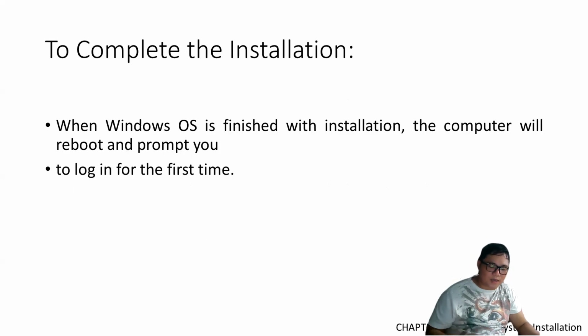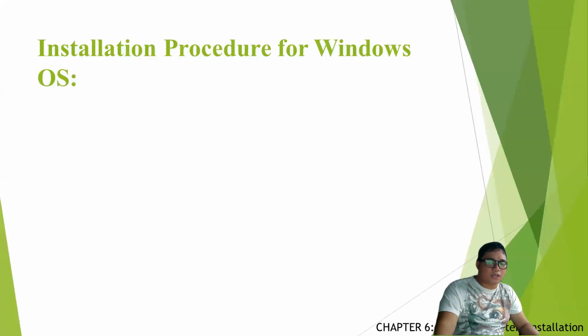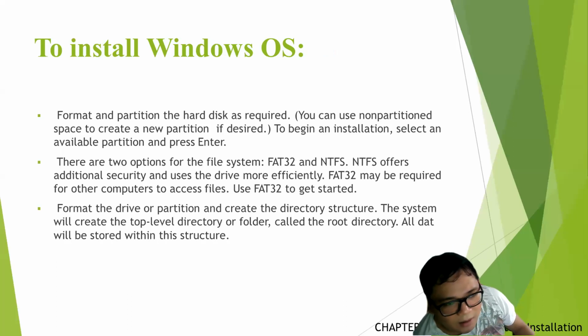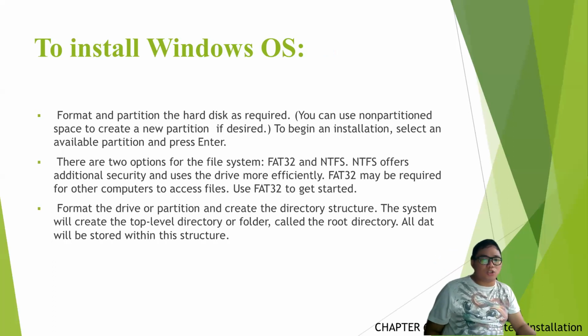You will set the language, the time and date, and of course, the administrator accounts, okay, the users. So yan. Yan ang mamaya, later on, you will be seeing that. So the installation procedure for Windows OS, first is to format the partition and the hard disk which are required, so you can use non-partition space to create a new partition if desired. To begin an installation, you need to select an available partition and you need to press enter.